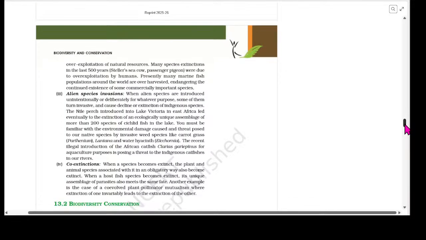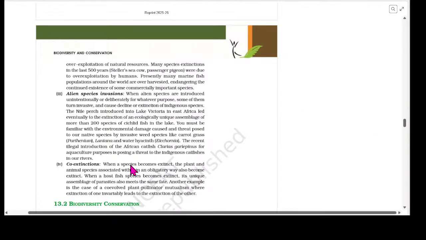You may be familiar with the environmental damage caused and threat posed to our native species by invasive weed species like carrot grass, parthenium, lantana, and water hyacinth, which is known as Eichhornia. The recent illegal introduction of the African catfish, Clarias gariepinus, for aquaculture purposes is posing a threat to the indigenous catfishes in our rivers.